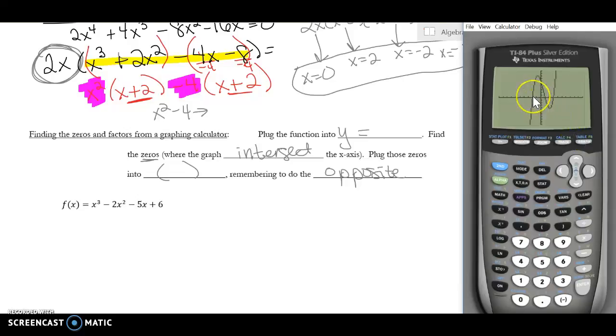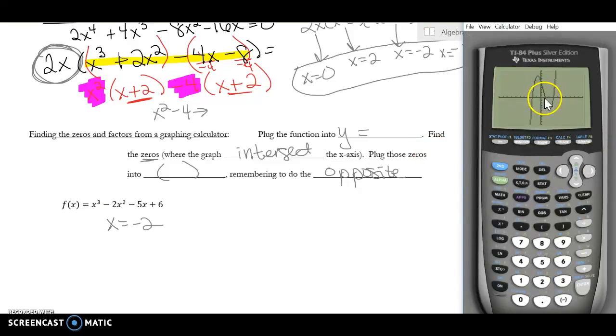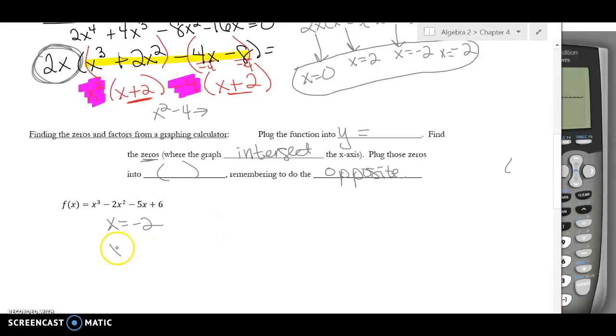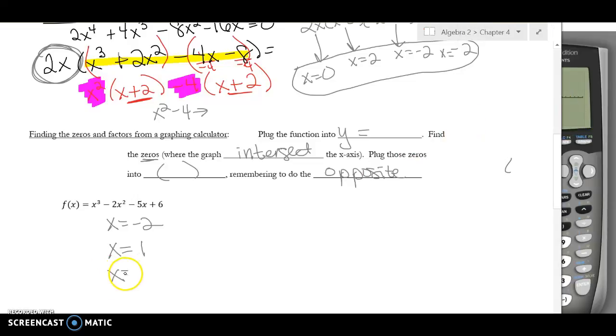And if you notice, it crosses here at -2. So that's my first answer. And then it crosses here at 1. So there's my second answer. And then it crosses here at 3. So that's my third answer. And so now what I do is I take those and I plug them into my parentheses. And so it becomes x plus 2, x minus 1, and x minus 3. And those are my factors.